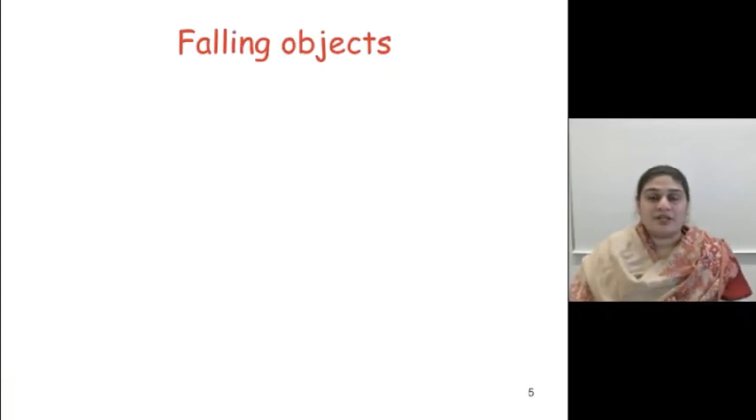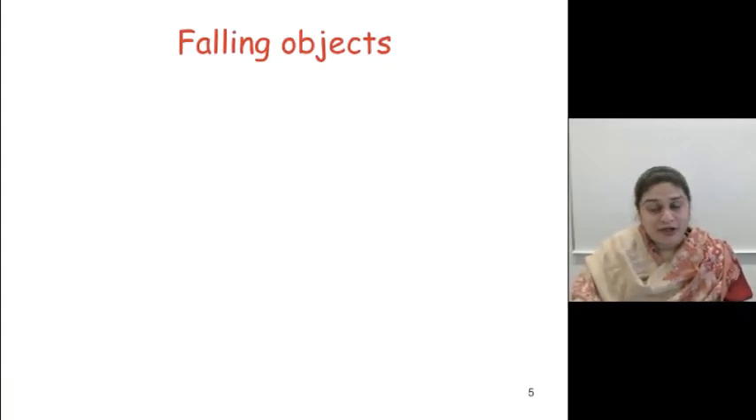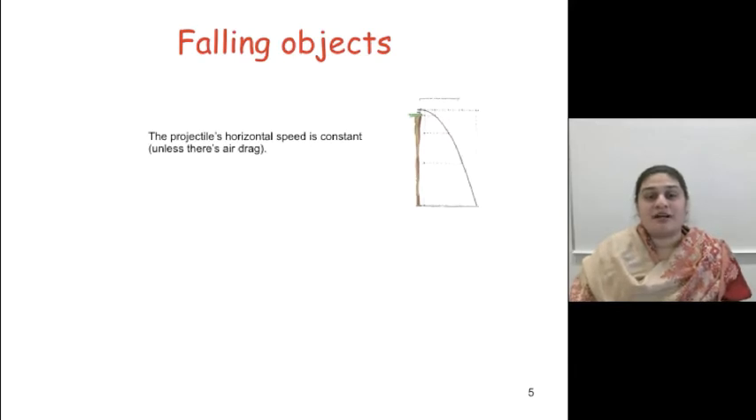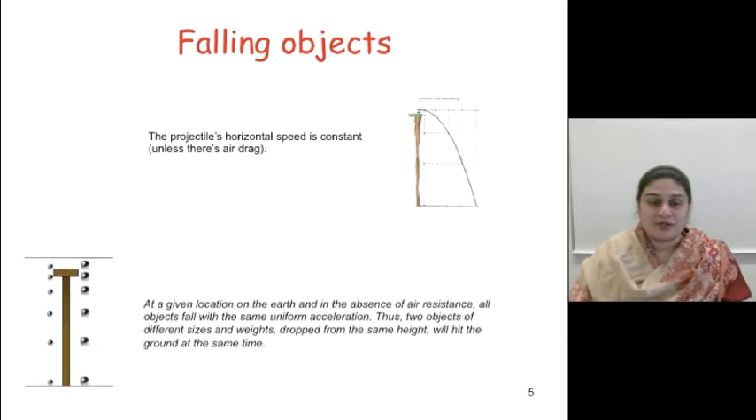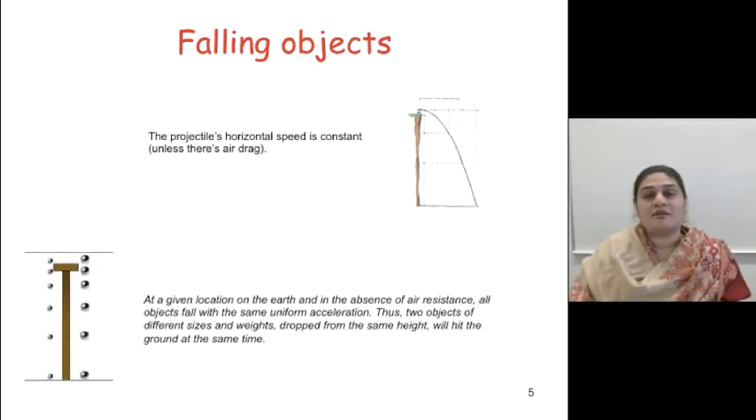So a few things that we need to know about falling objects. A projectile's horizontal speed is always constant unless there is a drag force, and regardless of the weight of an object, all objects will fall to the ground at the same speed.